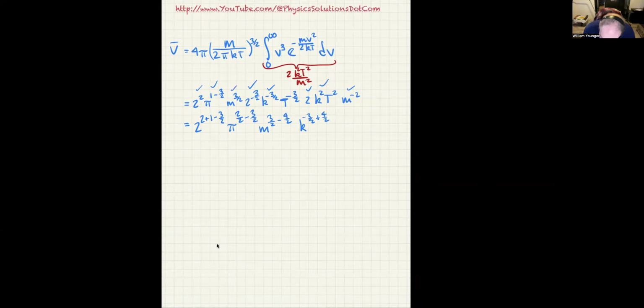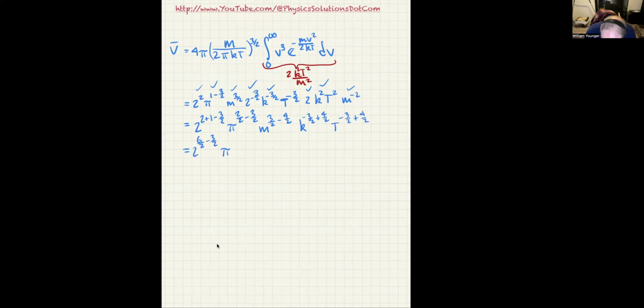Now I've gotten rid of the m to the 3 halves and the m to the negative 2, and now all I've got is the t to the negative 3 halves and the t to the 2, which would be plus 4 halves. So now I can simplify this a little bit. 2 plus 1 is 3. So that's basically going to be 6. That's 2 to the 6 over 2 minus 3 over 2.